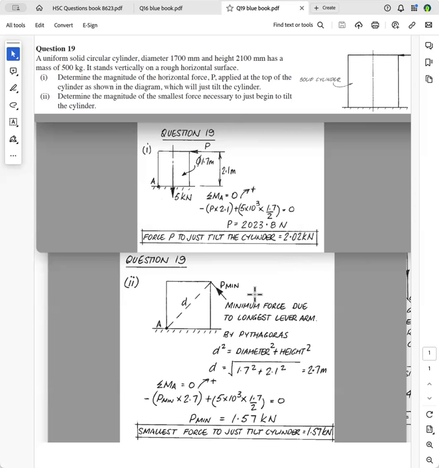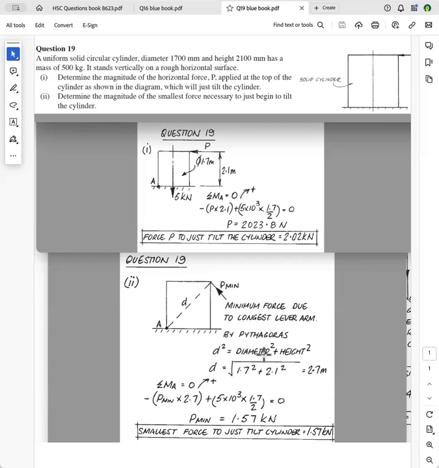Question 2 asks you to determine the magnitude of the smallest force necessary to just begin to tilt the cylinder. And so if you want to apply the smallest force, you've got to have the biggest lever arm. And so you still have to apply the force at P there. The biggest lever arm will be this diagonal. By using Pythagoras, you can find that distance. That'll be the perpendicular distance.